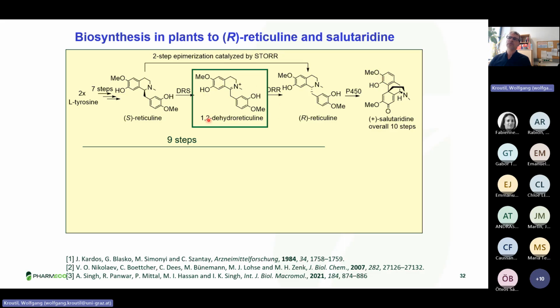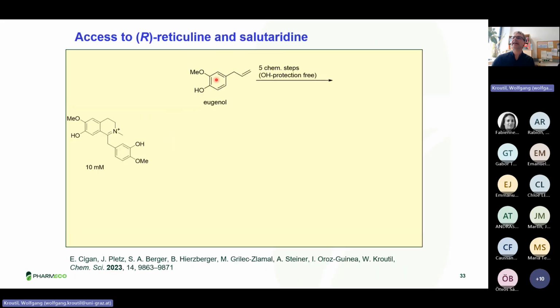So our idea was, why not make this achiral intermediate right away in a chemical fashion? And indeed, we did that by 5 chemical steps without, we didn't need protection of the phenolic group. So we worked out a method to get then this imine intermediate, which we could reduce in a stereoselective fashion to the R enantiomer with an imine reductase.